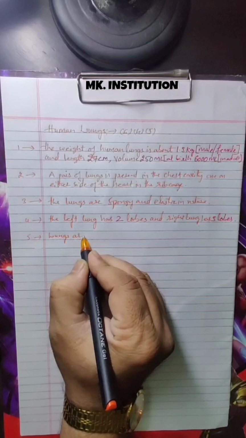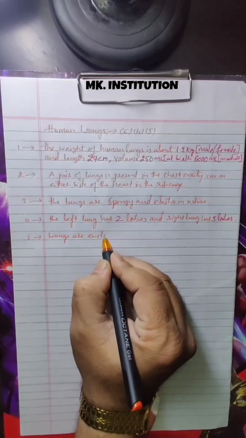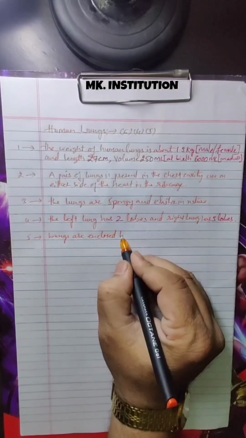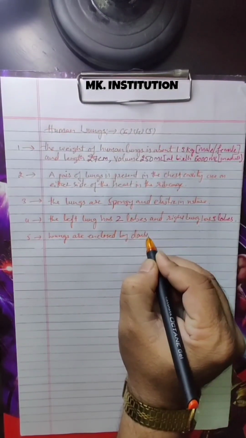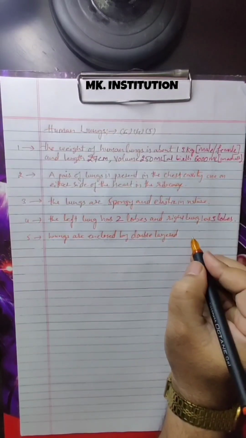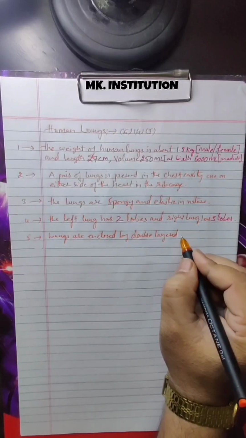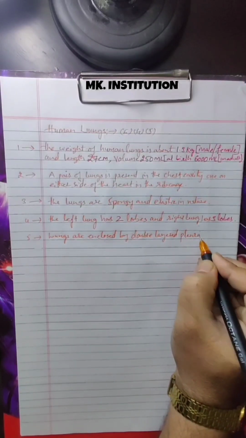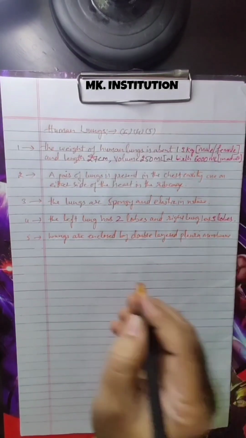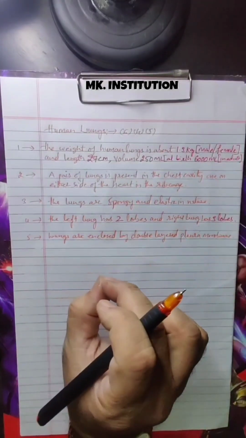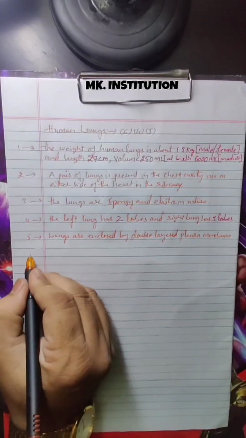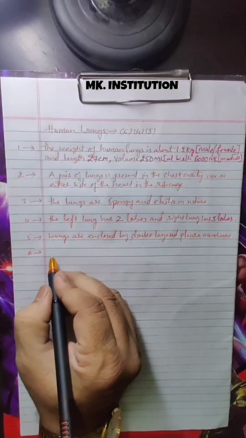Then next you can write: lungs are totally covered. Lungs are enclosed by a double layered membrane, which is called the pleura membrane. The complete lungs are enclosed by a double layer membrane. The covering will be there. It is called the pleura membrane.